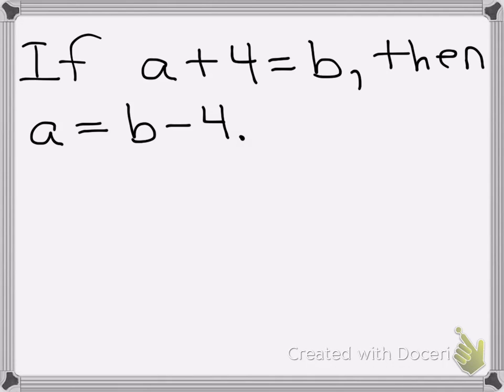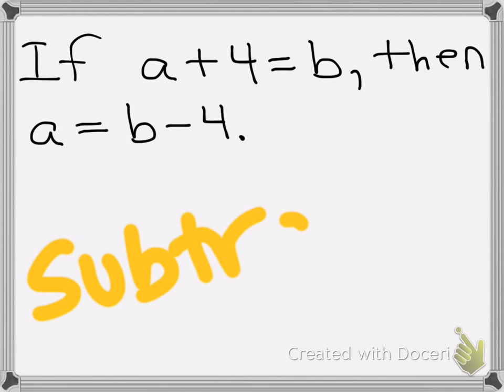Next one you have is a plus 4 equals b, then a equals b minus 4. So if you look at how they got from the first statement to the second statement, they subtracted 4 from both sides, so this would be the subtraction property.